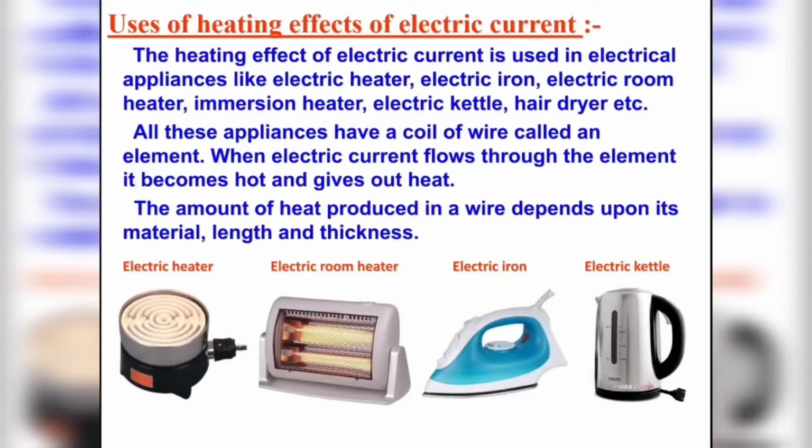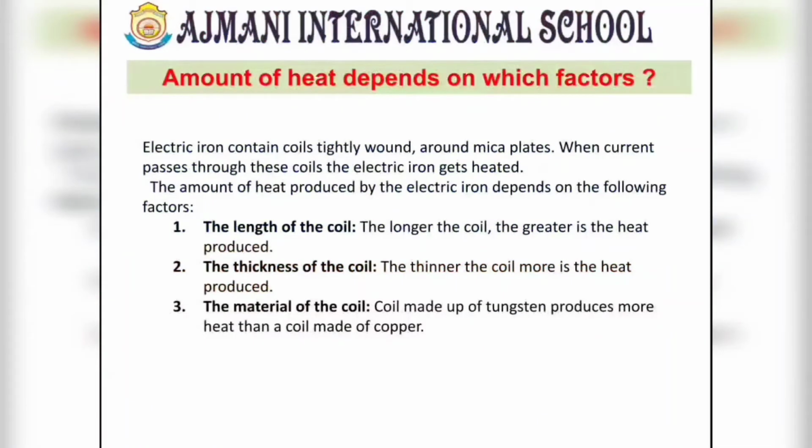All these appliances have a coil of wire which is called an element, and when the electric current flows through the element, it becomes hotter, and due to the heating effect of electric current, it produces heat. The heat produced by the device in a wire depends upon its material, length and thickness as well. Let's see these factors. Length of the coil: the longer the coil, the greater the heat produced in the electric appliance.